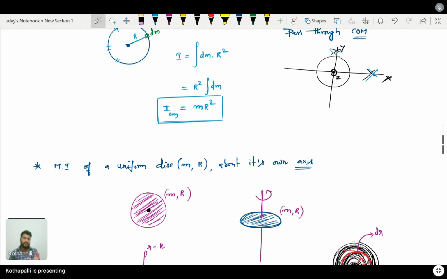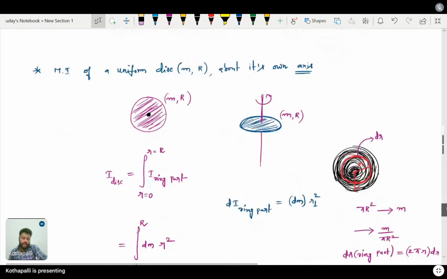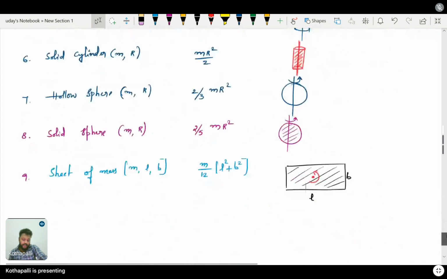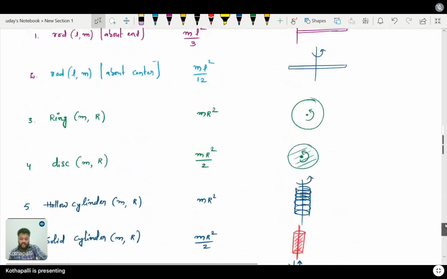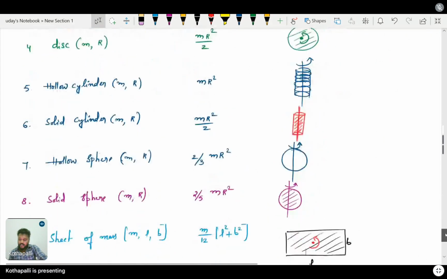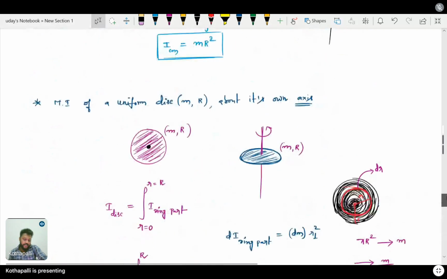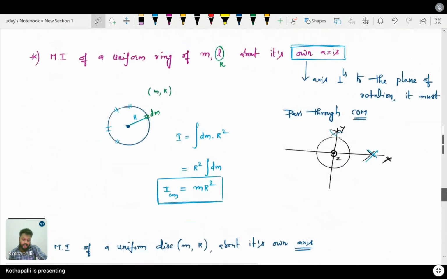Without knowing those formulas, it is not possible to proceed with the problems of moment of inertia. So definitely you must remember all these 9 formulas of moment of inertia of rigid mass systems. Okay, so I hope you understand. Just have a look. Any doubts, you can ask.